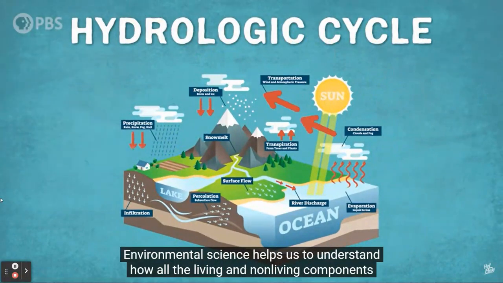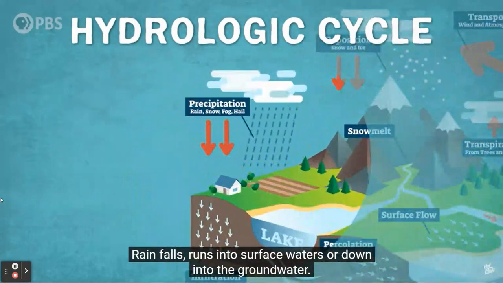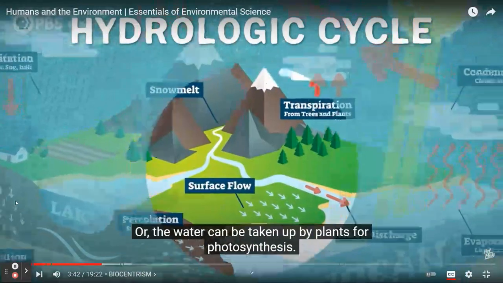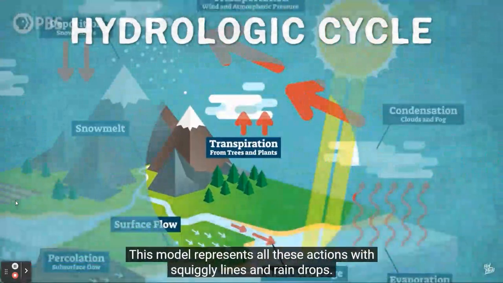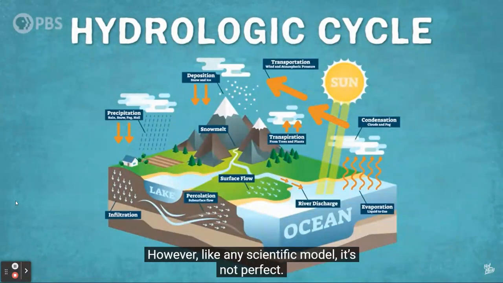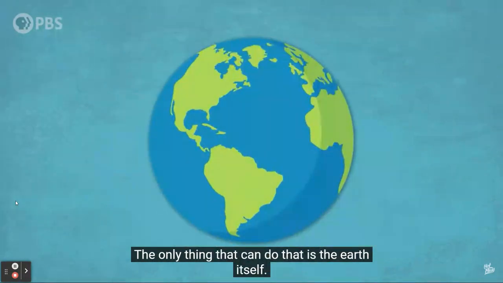Environmental science helps us to understand how all of the living and non-living components are interrelated. Rain falls and runs into the surface waters or down into the groundwater, or water can be taken up by plants for photosynthesis. This model represents all of these actions with squiggly lines and raindrops. However, like any scientific model, it's not perfect. It cannot possibly represent everything going on at any one time. The only thing that can do that is the Earth itself.